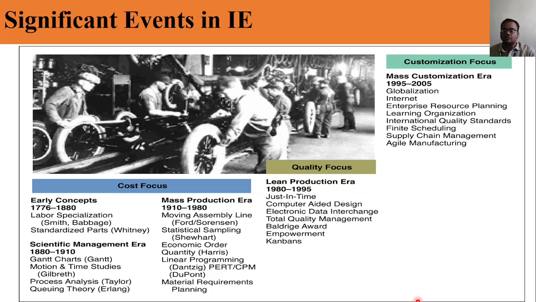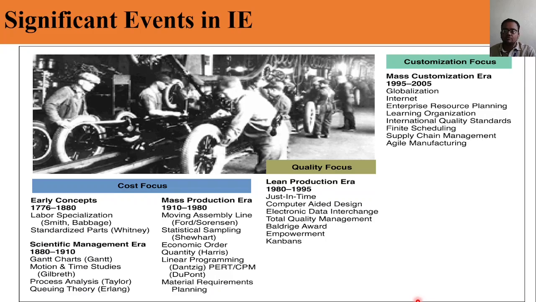Then it was the concept of mass production, which was developed by Henry Ford, who is called the father of production sectors. He was the one who started the moving assembly line. As you can see, this is the image displayed here. It is one example of how mass production was carried out in the Ford production line.